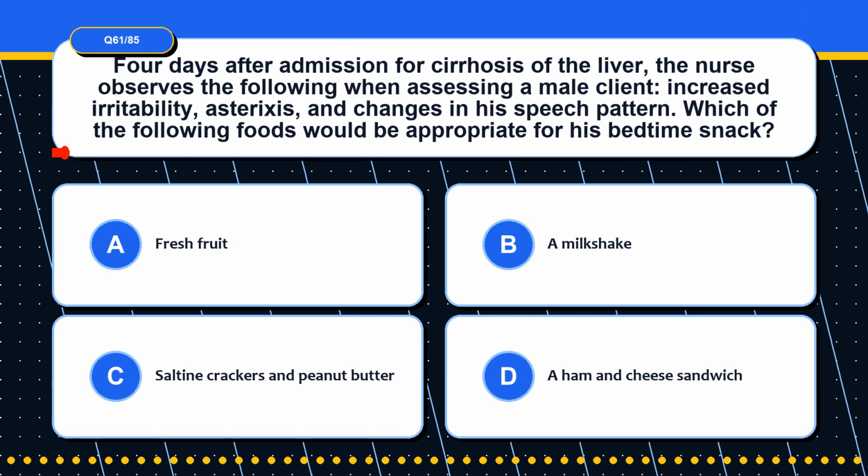Question 61. 4 days after admission for cirrhosis of the liver, the nurse observes the following when assessing a male client: increased irritability, asterixis, and changes in his speech pattern. Which of the following foods would be appropriate for his bedtime snack? Here are the options. Option A, fresh fruit. Option B, a milkshake. Option C, saltine crackers and peanut butter. Option D, a ham and cheese sandwich.